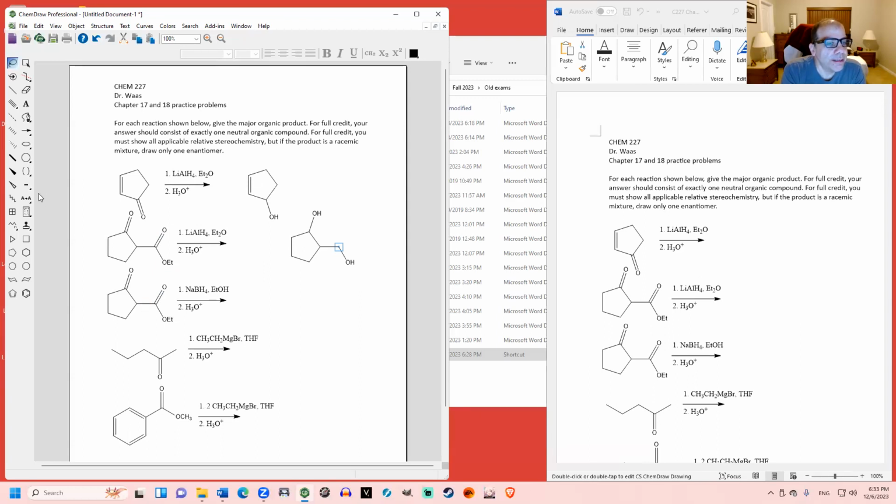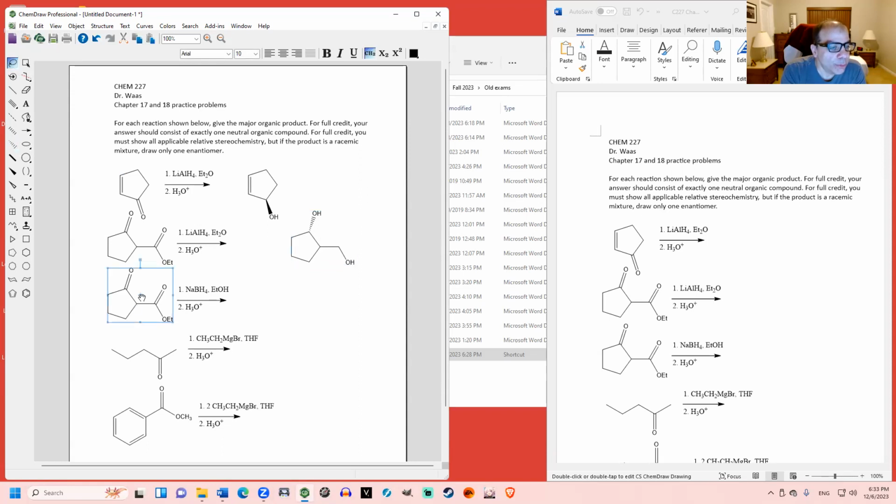Oh, wait a minute. I am disobeying my own rules, I just realized. For full credit, you must show all applicable relative stereochemistry, but if the product is a racemic mixture, draw only one enantiomer. So this is a chiral carbon, so we need to show stereochemistry. And I could just as easily have done it with a dotted bond. Either way is equally acceptable. They're both equally good answers, but we do have to show stereochemistry.